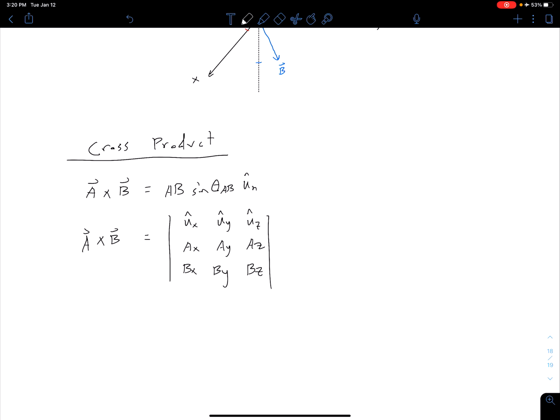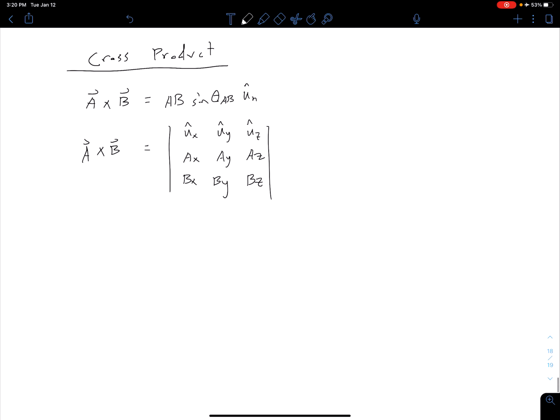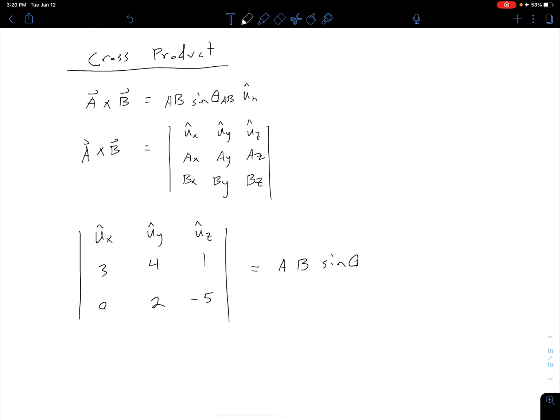And so what we're going to do again here is just equate our two right-hand sides. So we're going to say this is equal to this whole determinant here. Going ahead and plugging in values, for our determinant we of course have just these unit vectors up top, ux, uy, uz, and then plugging in for our ax, ay, and az components, we have 3, 4, and 1. And for our b components, we have 0, 2, and negative 5. And now we know this is equal to AB sine of our theta AB times our unit normal vector u sub n.